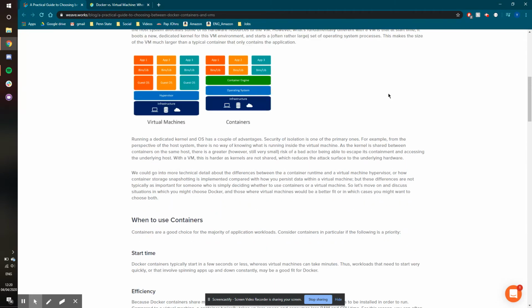So the difference between a virtual machine and a container is that a virtual machine runs its own operating system and is relying on having a different OS, whereas a container uses the host OS to develop the application.